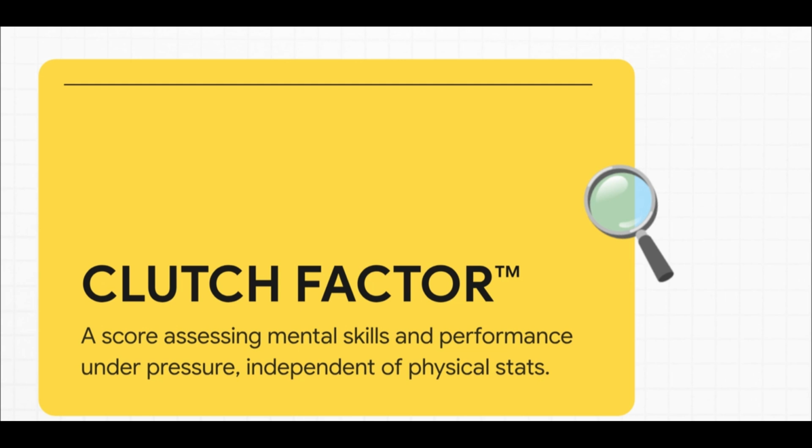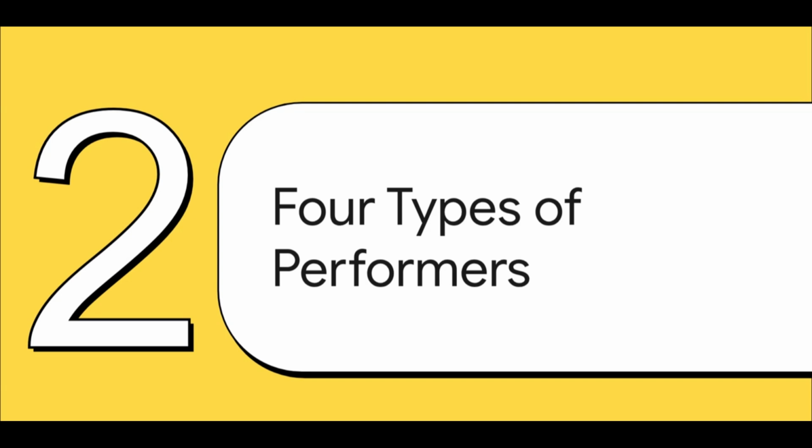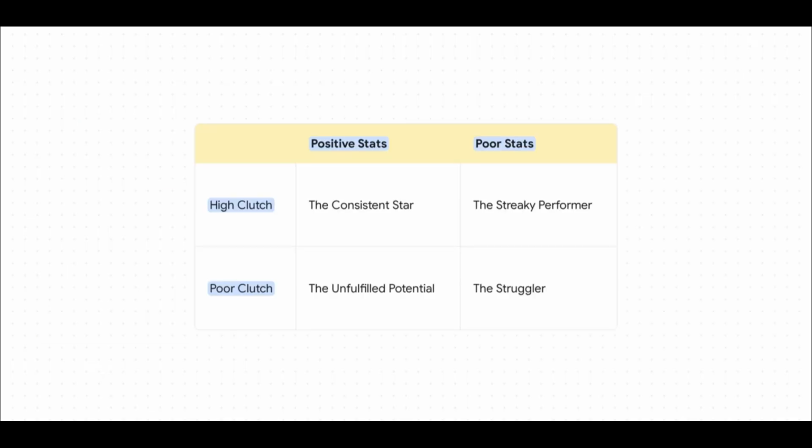And this is where it gets really interesting, because what happens when you take your clutch factor scores and combine them with traditional stats, it reveals four very distinct types of performers. And this chart just lays it all out perfectly. On one axis, you've got your traditional stats, either good or bad. And on the other, you have the clutch factor score, high or low. This simple grid gives us four player profiles: the consistent star, the streaky performer, the unfulfilled potential, and the struggler.